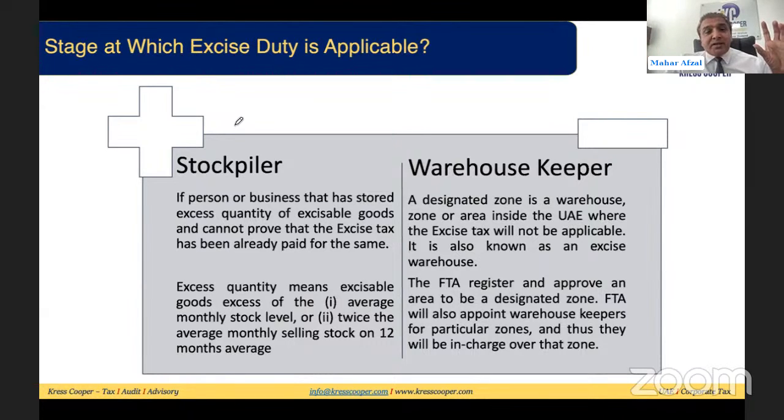The second option is twice the average monthly selling stock. So whatever the selling stock that you are maintaining, you need to take the 2 months average. Anything beyond that, you will be liable to pay excise duty. This is for the stockpiler.